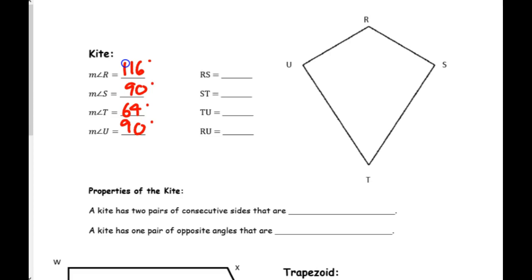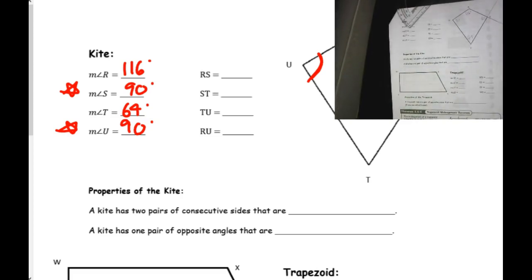So if you look at those angles, do you notice how 2 of them are the same? S and U on a kite are the same. So put an arc on those 2. So part of what makes a kite is that the one pair of opposite angles are congruent.